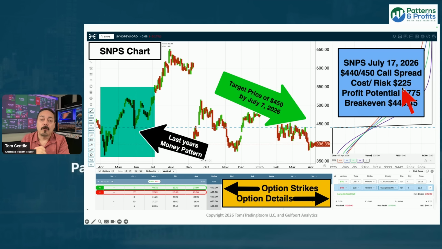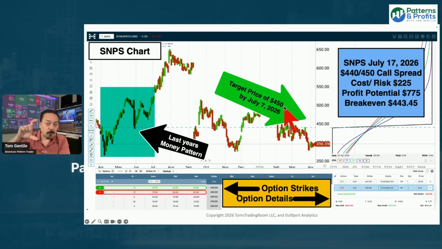That was $2.25 times the actual spread itself. So $225 costed risk, $775 maximum profit potential, and has a break even of $443. Why did I choose the strikes that I did? I always start with the sell. All right, if my target price is 450, then that's where I'm getting out.